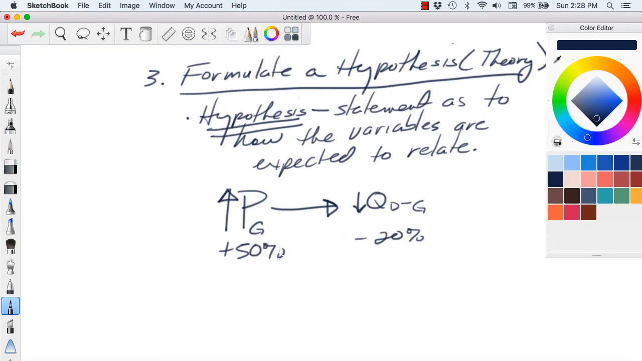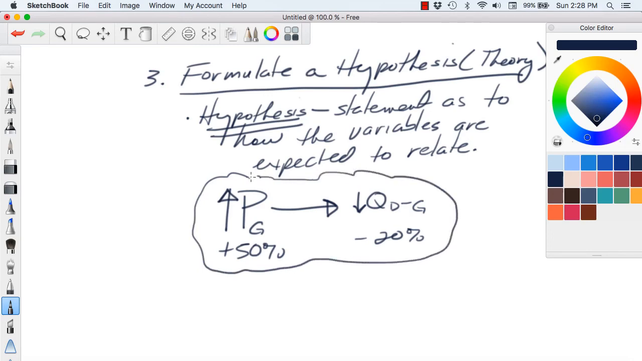So in this case, your buyers are very, very price insensitive. So maybe we're trying to not only prove that price and quantity demanded are inversely related, but we're trying to prove that the buyers are price insensitive. Most people believe that buyers are price insensitive when it comes to gasoline. We're going to set up a hypothesis that tries to show that.